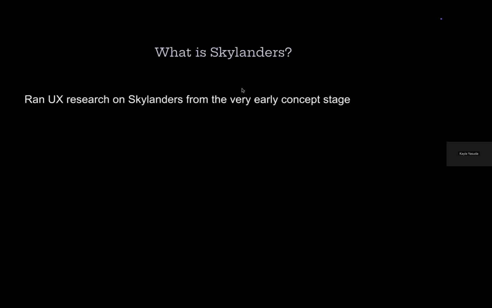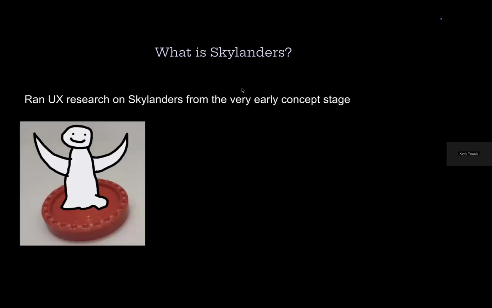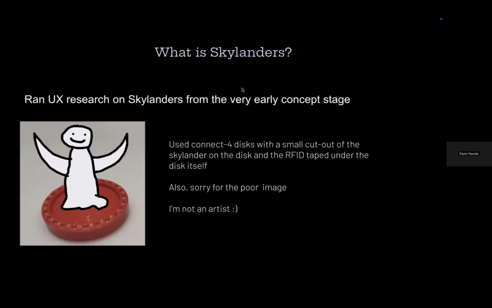So we ran UX research on Skylanders from a really early concept stage, and this is an example we had here. We used Connect 4 discs with a small cutout of a Skylander on the disc, and the RFID was taped under the Connect 4 disc itself. Sorry for the poor image. I'm going to hold my hand up and admit I'm not an artist. I'm a UXer, but I'm not an artist. But this is the kind of thing we had, learning how kids would interact with these toys, how they would play with them, what they would do, how they would put them on the portal, just to get an understanding and learn how things work. So this is where we started off from.